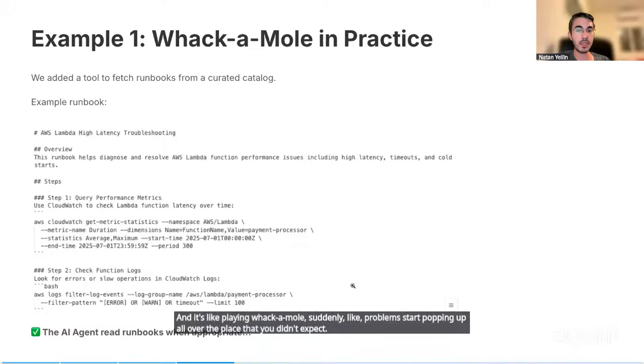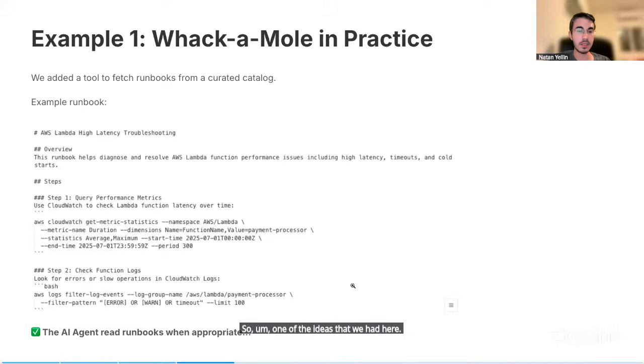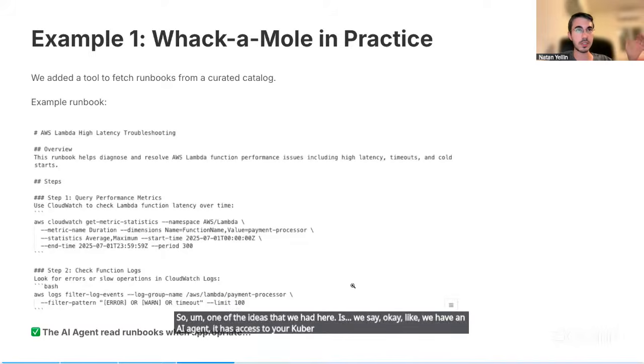So one of the ideas that we had here is we said, okay, we have an AI agent. It has access to your Kubernetes cluster, it has access to your observability data. It can run some stuff. It can gather data. It can read your alerts. You can go off and fetch information.